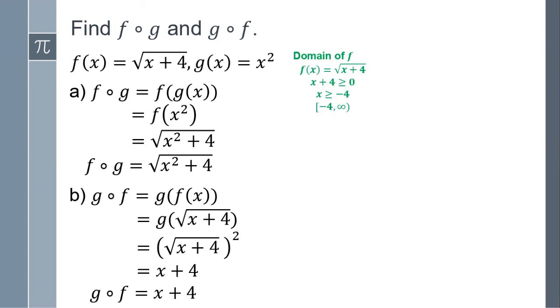So then we're going to need to find the domain. It says to find the domain of each function. So if you have f of x, the square root of x plus 4, then we set the radicand greater than or equal to 0. So x is greater than or equal to -4. That means our domain is from -4 to infinity. And then for the function g, notice we don't have a square root, we don't have a fraction. So that means our domain would be -infinity to +infinity.